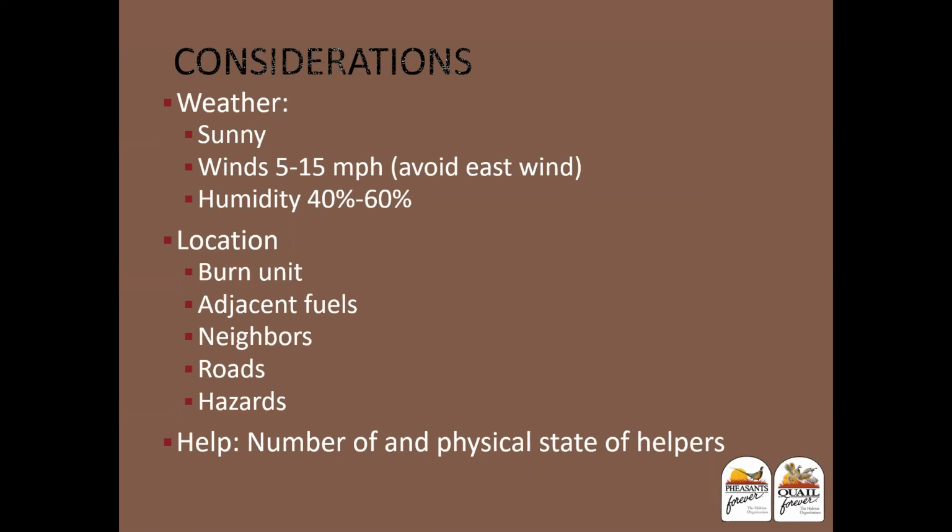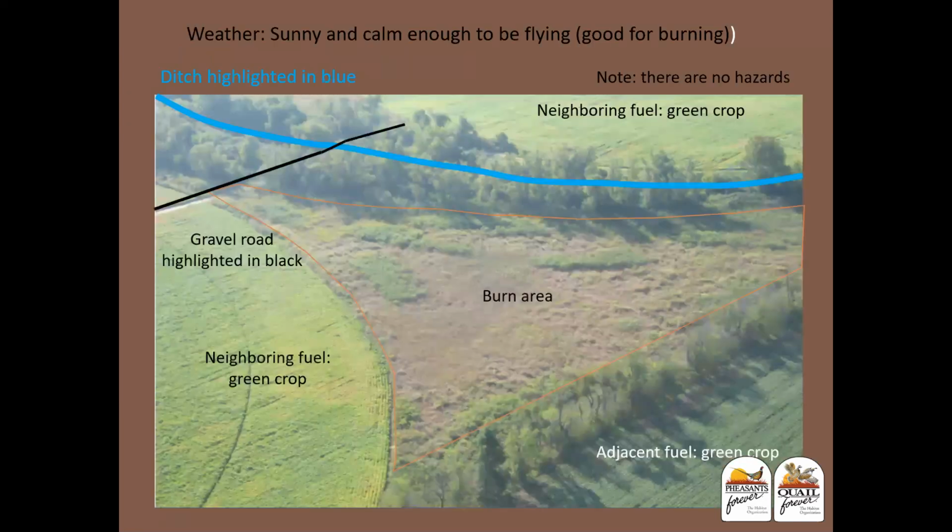And then consider the location. So definitely the burn unit, adjacent fuels, neighbors, roads, hazards. It's always best to call up the neighbors and the local fire department, and let them know that a prescribed burn is going to be running through. Just here's kind of a picture. This is going to give just an example of kind of what the map is going to be looking like from a burn plan. You'll have a listed burn area as well as options for fire breaks, listing out some neighboring conditions that you need to consider, and then any roads and stuff.